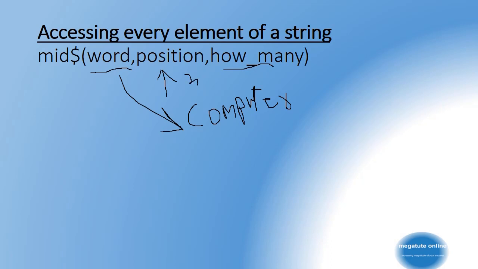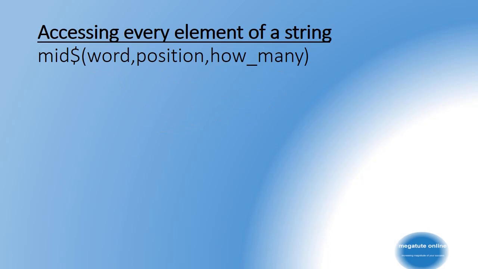So let's go to third position, COM. So from M it is going to extract 2 letters. Now 2 letters from the third position is M and P. So this particular command, the Mid function, if I give with these parameters word, 3 and 2, it's going to give me MP. So now you would have understood how you use this Mid function.